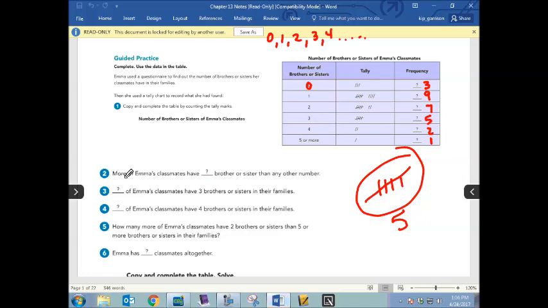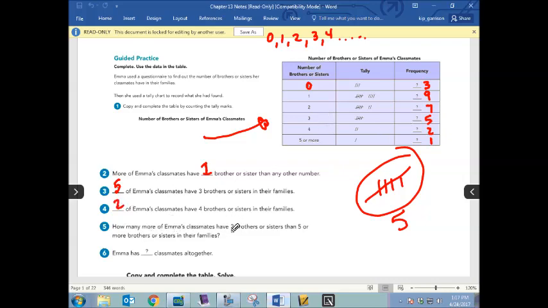That's all good. More of Emma's classmates have blank brother or sister than any other number. Well, which frequency was the highest? Clearly, more of Emma's classmates had 1 brother or sister than any other amount of brothers or sisters. Blank of Emma's classmates have 3 brothers or sisters. So 3 brothers or sisters, that would be 5 of her classmates. Blank of Emma's classmates have 4 brothers or sisters. That would just be 2 of them.